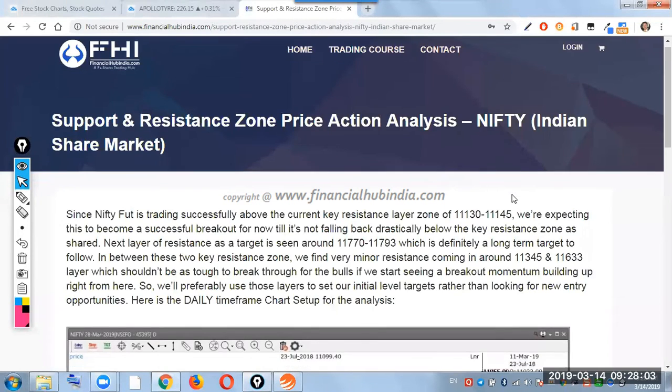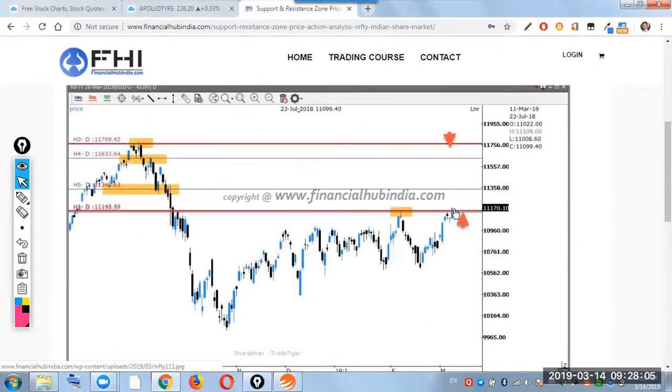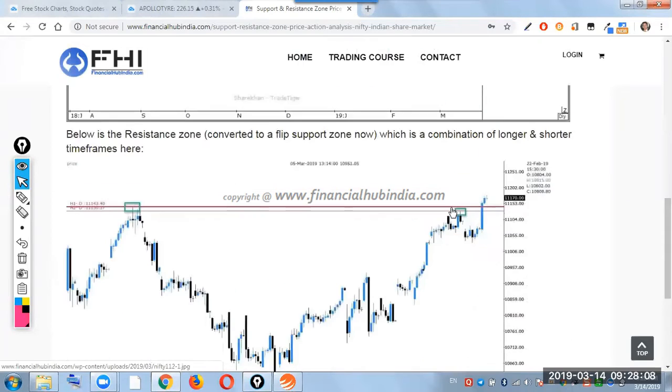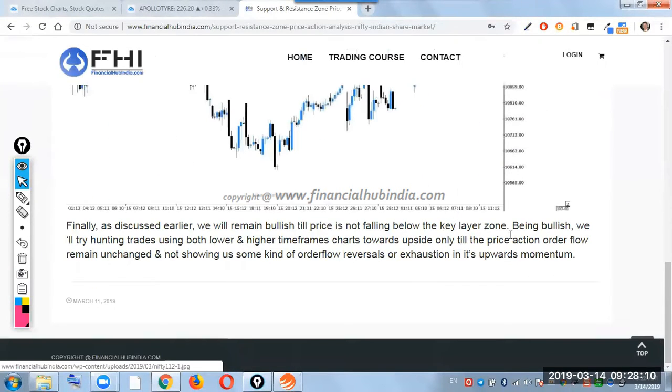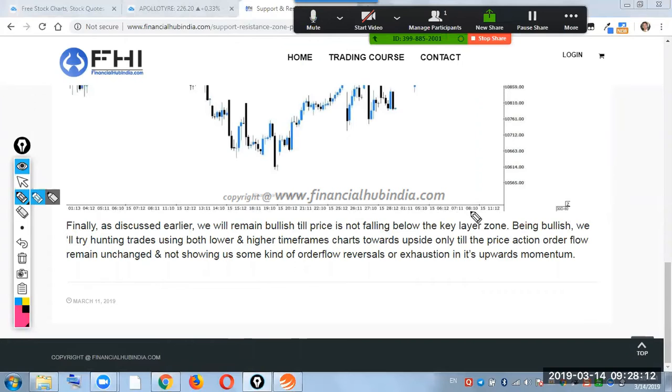All right, so this was the post. This was the breakout day. That day the breakout was happening, and this was the view here. We were bullish since the breakout was happening. We were looking for buying signals, so we tried hunting trades using both lower and higher time frame charts, till the price action order flow remained unchanged. That is one thing, and second, till it was not showing some kind of order flow reversal or exhaustion in its upward momentum. So now this is what is happening.